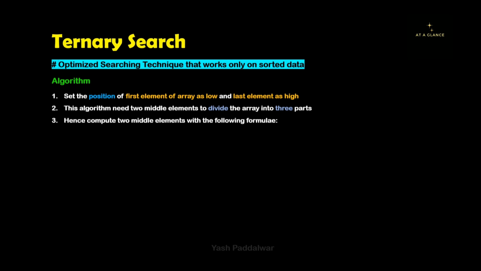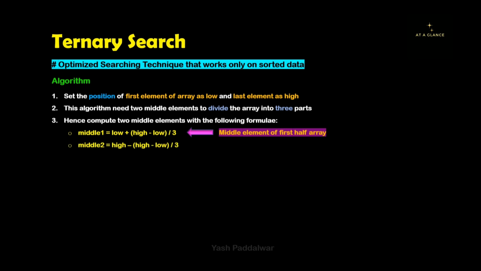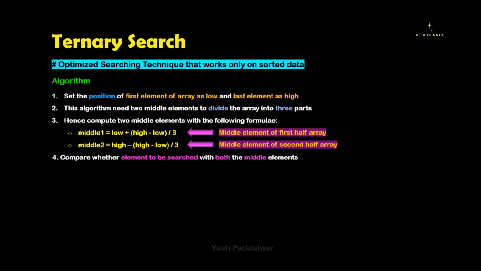For finding both the middle elements' positions, we have a formula. For finding middle 1, we have the formula low plus (high minus low) divided by 3. This formula will give the position of the middle element which lies in the first half of the array. Similarly, we have a formula for finding the middle element of the second half of the array, and the formula is high minus (high minus low) divided by 3.